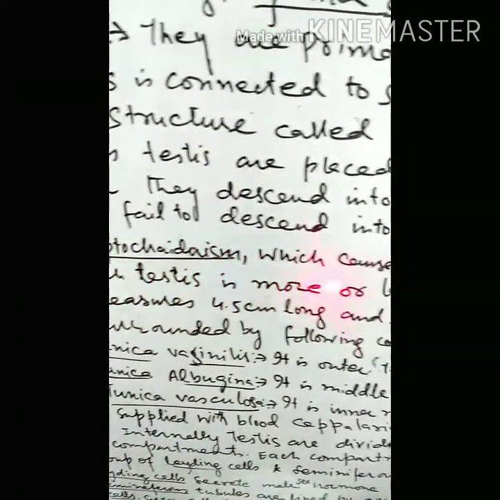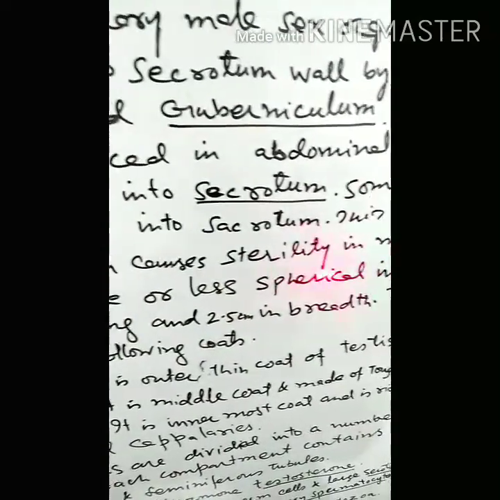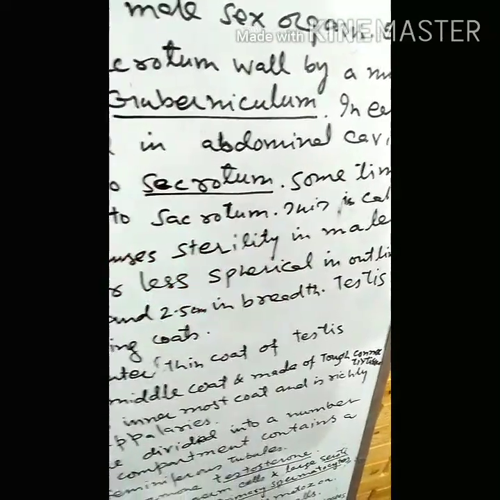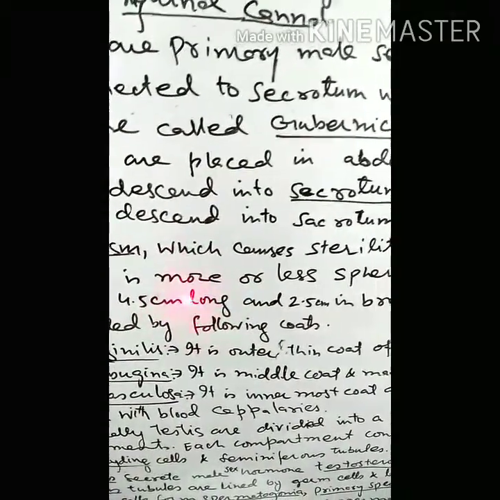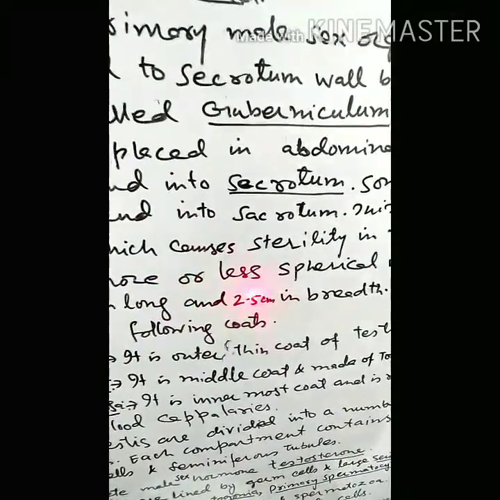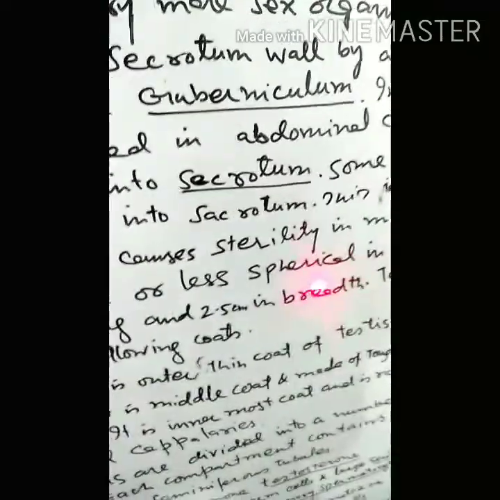Each testis is more or less spherical in outline. They are slightly round and measure 4.5 centimeters long and 2.5 centimeters in breadth.